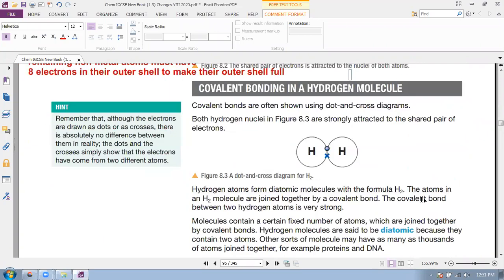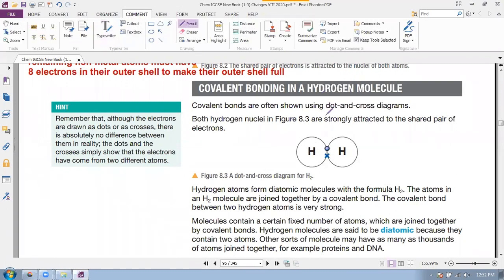Now let's see how it works. Here, look at this. Here, 2 hydrogen atoms. They come closer. Look, one electron is represented by a dot. The dot is the electron of one hydrogen atom, and this cross is the electron of another hydrogen atom. And that's why this kind of diagram is called a dot and cross diagram, because the electrons are represented by a dot and by a cross.